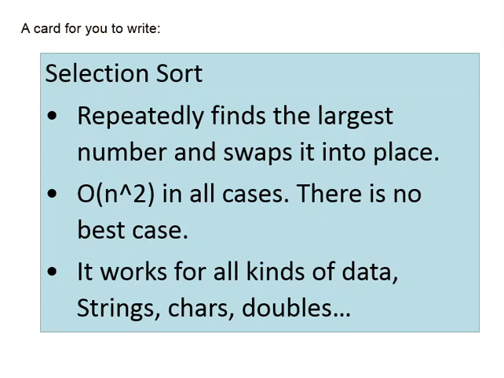So here's the selection sort card. We're going to repeatedly find the largest number and swap it into its correct location. It's order n squared. We're going to take a look at the code in a minute. There's 2 loops. There's no best case. That's something that will become relevant tomorrow. It works. It's a general case algorithm as well. It works for all kinds of data.